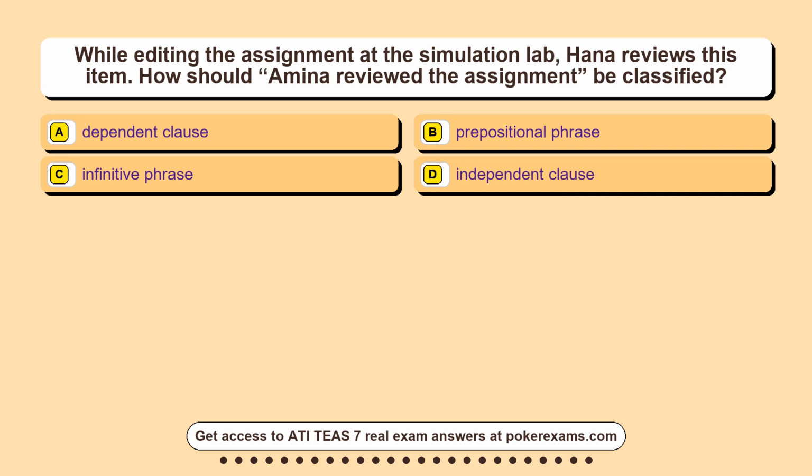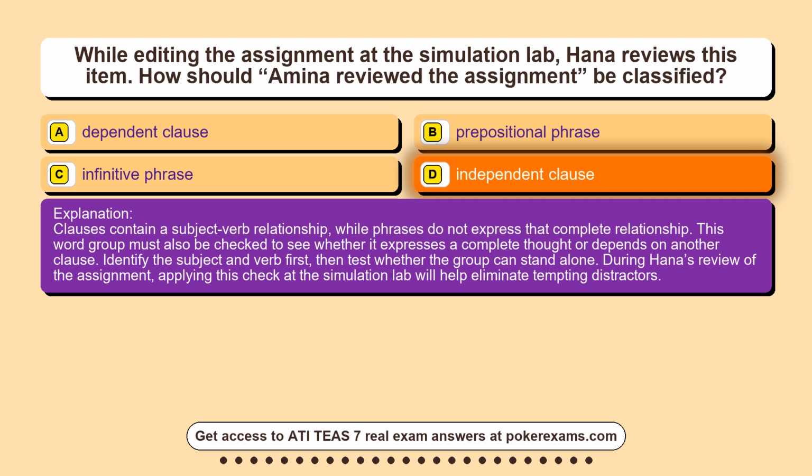Question 1. While editing the assignment at the simulation lab, Hannah reviews this item. How should Mina reviewed the assignment be classified? Option A, dependent clause. Option B, prepositional phrase. Option C, infinitive phrase. Option D, independent clause. The correct answer is option D, independent clause.